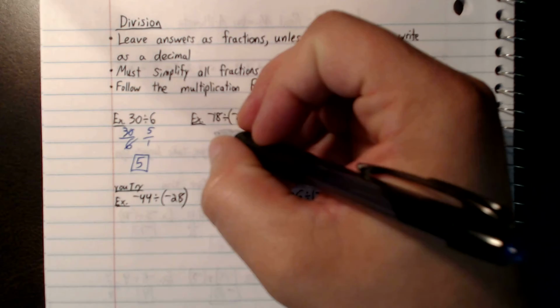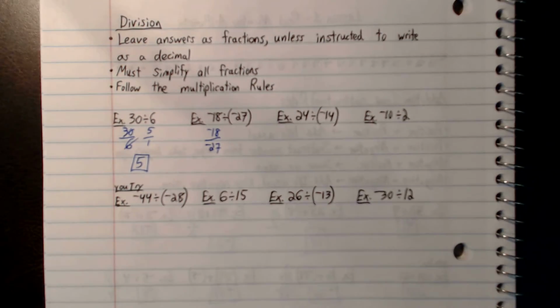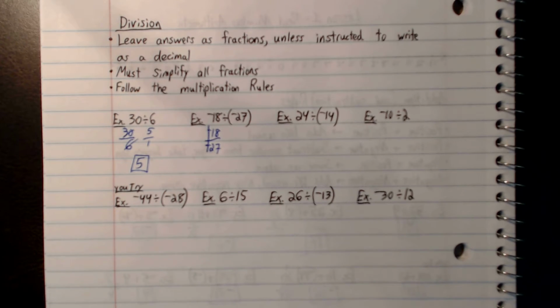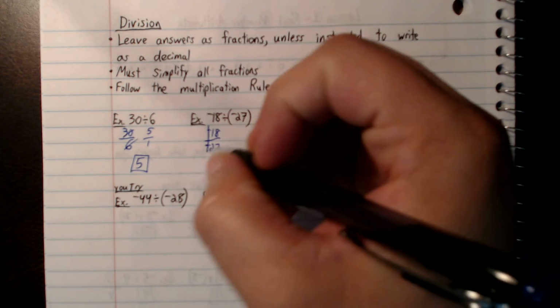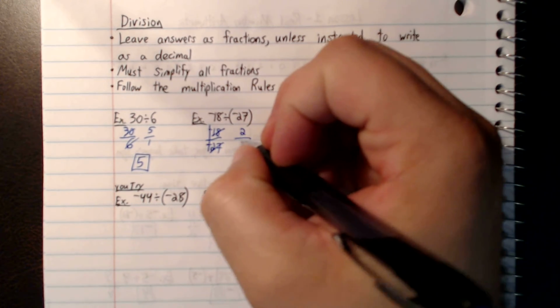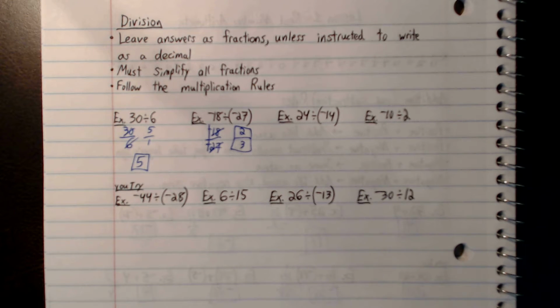Second problem, negative 18 divided by negative 27. We have a double negative situation, so our negatives will cancel out. Again, we want to think about what's the highest number they're both divisible by. That's 9. If I divide 18 by 9, I get 2. 27 by 9, we get 3. 2/3 is the most reduced that fraction can be. Notice I didn't get any decimals. 2/3 is a far more accurate answer than 0.6 repeated.